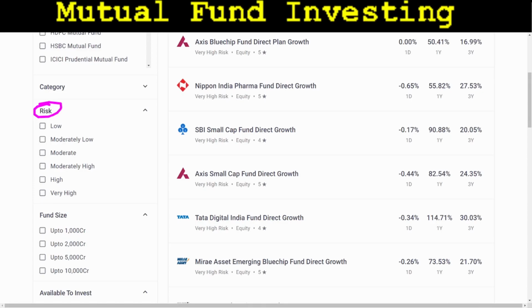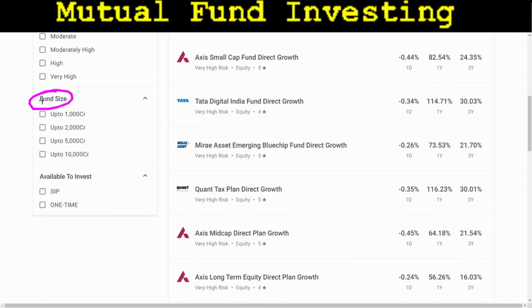So the risk parameter depends on every individual. It makes sense to have a basket of mutual funds based on your risk profile. You can include a few low risky and a few high risky funds to average out your returns and have exposure across all sectors. The next one is fund size. At most places it is also called AUM or assets under management. It shows how big that mutual fund is, or simply how much money that mutual fund is managing.